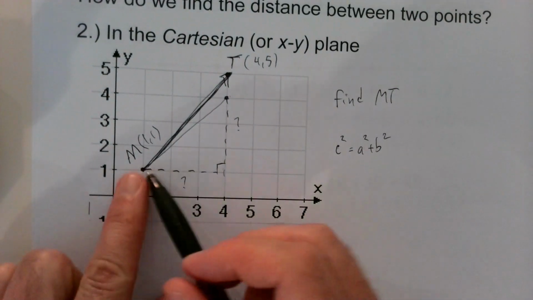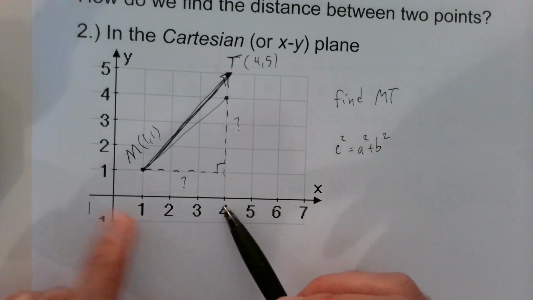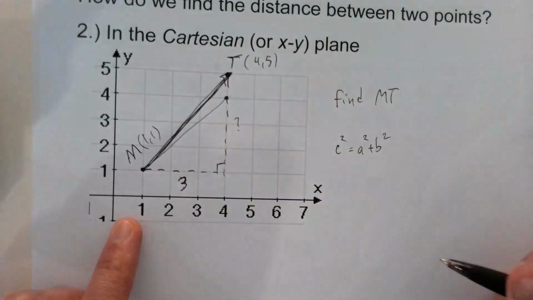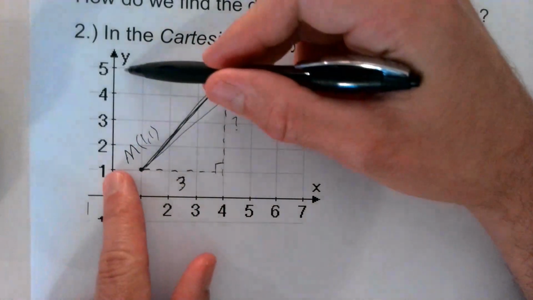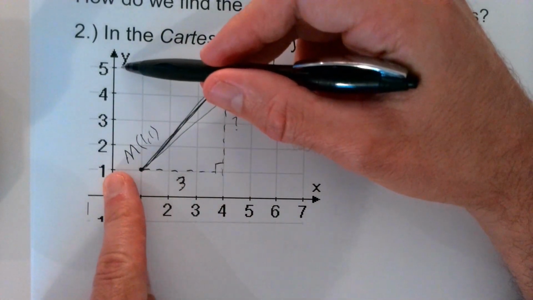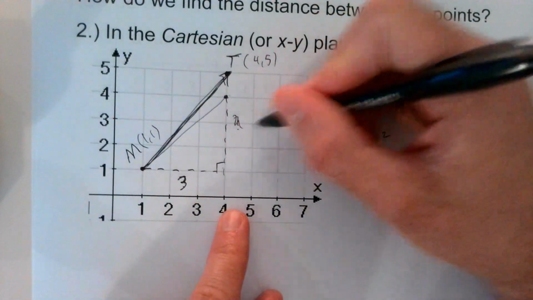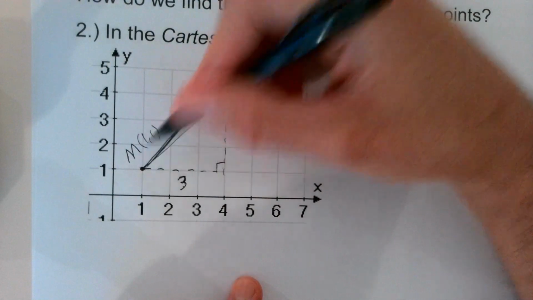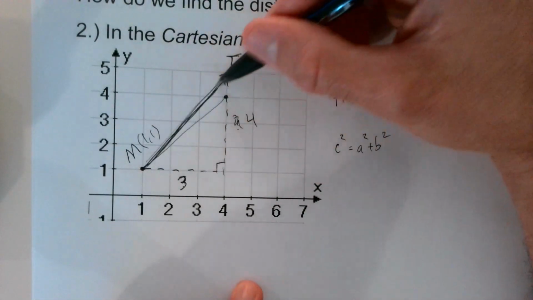Well, here, that is just a horizontal distance. That's just like finding distance on a number line. 4 minus 1. Okay, 4 minus 1 is 3. And the length of this one, that's just another number line. It's just this number line is vertical instead of horizontal. 5 minus 1. Okay, so 4. So if I'm looking for this length from m to t, that's my hypotenuse.